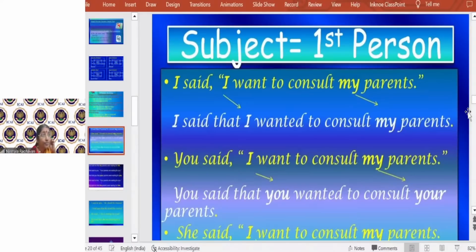Now, subject change of first person. I am not going to read it out for you. I want you to read it. Look at the arrows, the way the eye has changed or has not changed, depending on the context, and feel the complete meaning of the sentence given. You will be able to understand how to change.